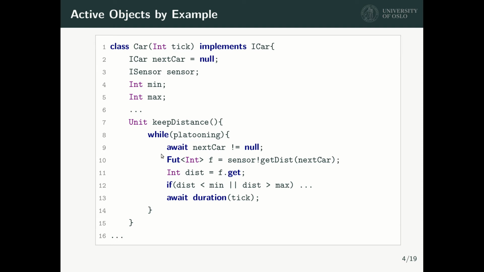The important part here is that between the two awaits, nobody else can access my state. So I know that the next car is a certain car here, and it will be the same car here. Because another object can never access this field, and without awaits, no other thread can run on the same object. So we can in some sense pretend from here to here that we are in a sequential setting.